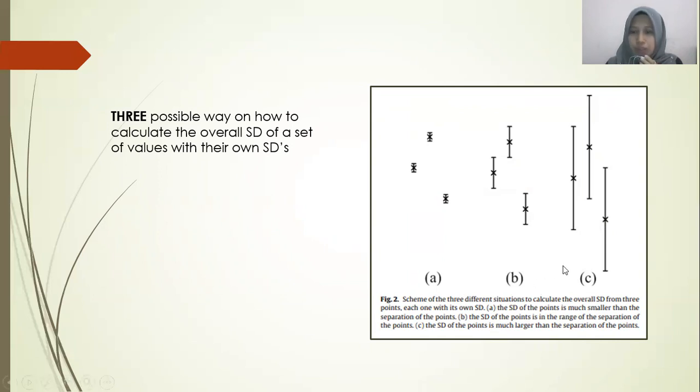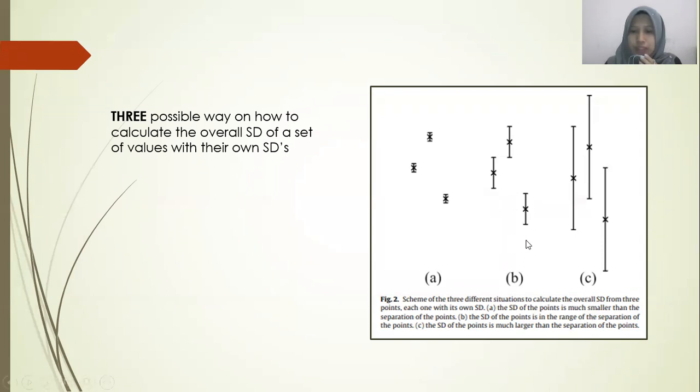So for region C, we could see that the standard deviation of the points is much larger than the separation of the points. So from this C, we will use the standard deviation. The main contribution to the overall standard deviation of the data will come from its own standard deviation.